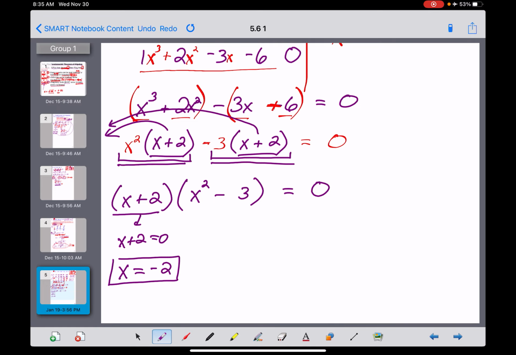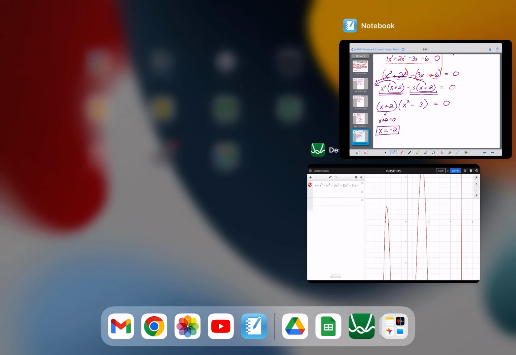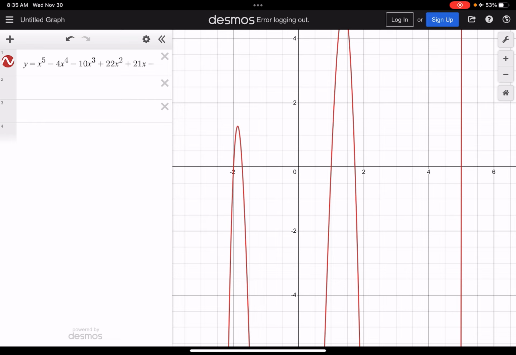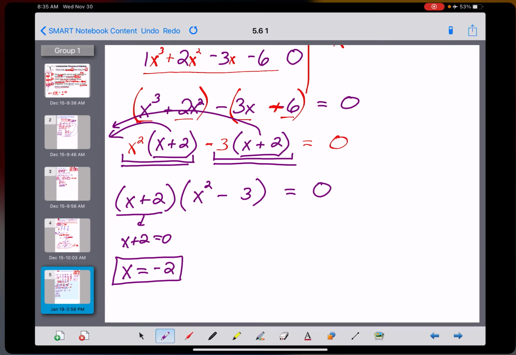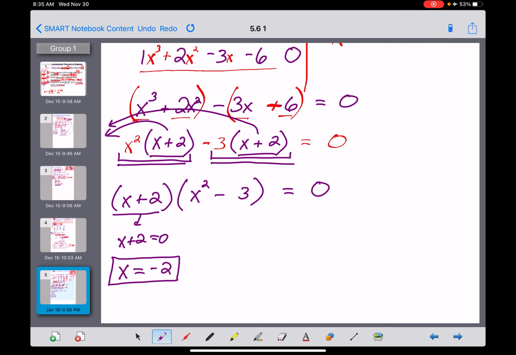And I don't know if anybody noticed this, but if I go back to the graph over here, doesn't it look like this graph crosses the x-axis at negative 2? I think that's actually my very first x-intercept right there. So we could have guessed that one right off the bat, but this kind of verifies that hunch.